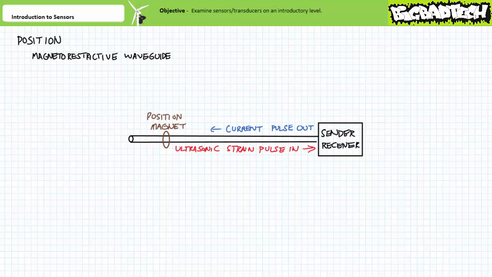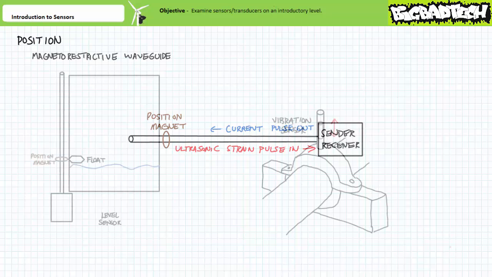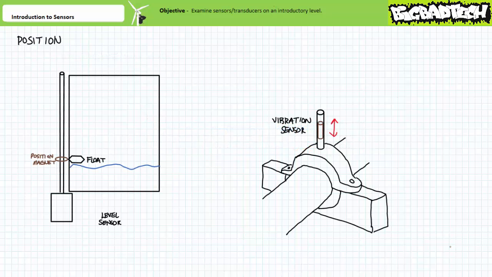Given the ultrasonic pulse is traveling at a regular and predictable speed, the time span between the generation of the current pulse and the receipt of the ultrasonic echo is a highly accurate representation of the linear displacement of the position magnet. Again, with subtle alterations in deployment, these methods of linear position transduction can be employed to measure other quantities. Consider a level sensor making use of a magnetorestrictive waveguide where a float is coupled to the position magnet.